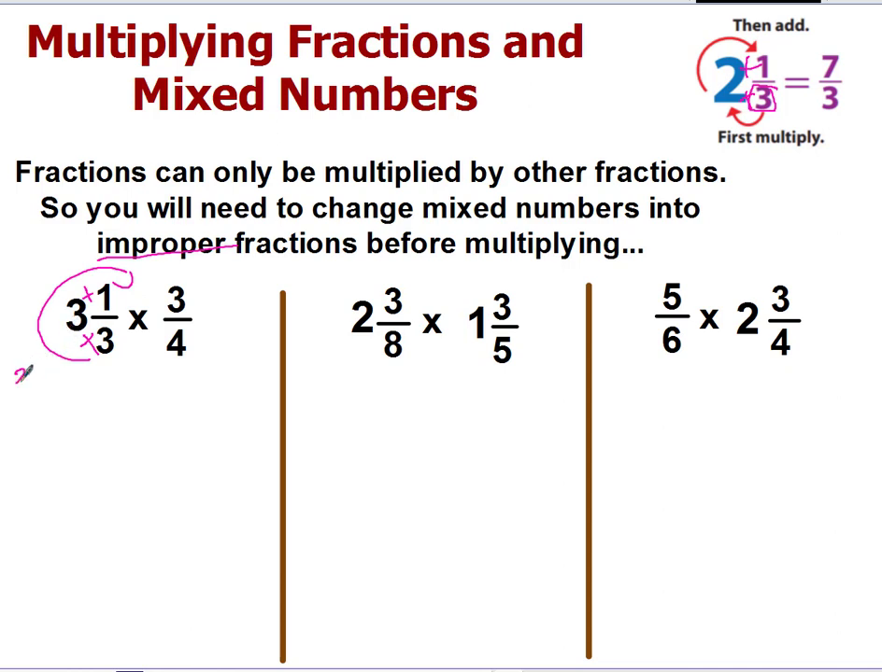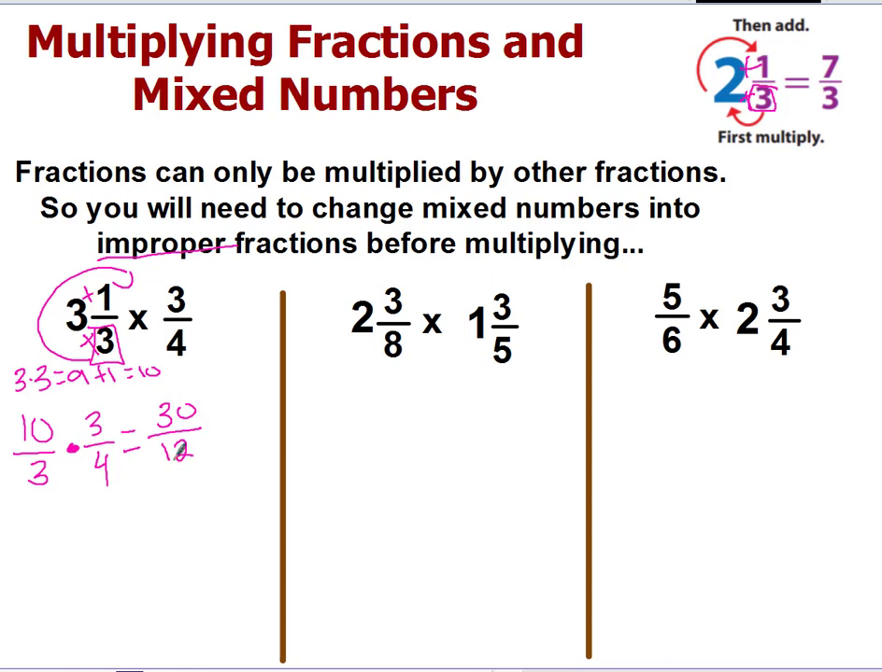3 times 3, that equals 9, and 9 plus 1, that equals 10. So my numerator is going to be 10, my denominator stays the same. Times, remember the dot represents multiplication, 3/4. Excuse me. And then we multiply across. 10 times 3, well that's 30. And 3 times 4, well that's 12.